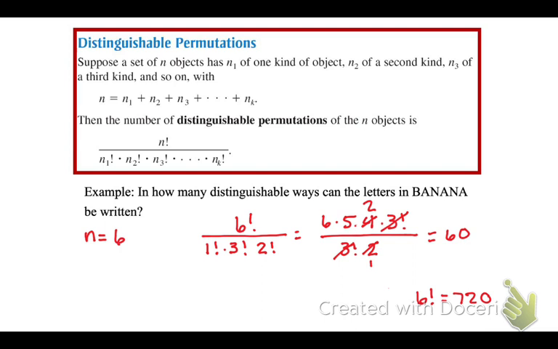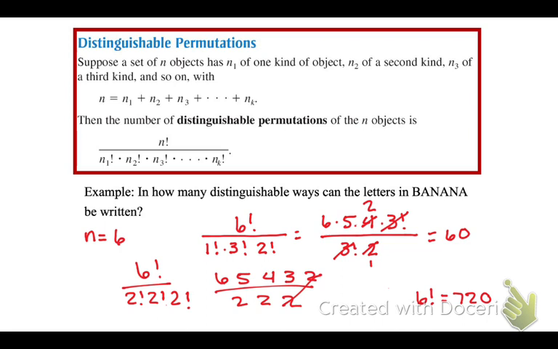Six. H-A-N-N-A-H. Okay, so it's 6 factorial, and then 2 factorial, 2 factorial, 2 factorial, right? So you go 6, 5, 4, 3, 2, and then you have 2, 2, and 2. So 2 reduces, 4 reduces. So 30 times 3 is 90. Why did you reduce the 2 2s into 1? Because 2 times 2 is 4. It takes out the whole 4.